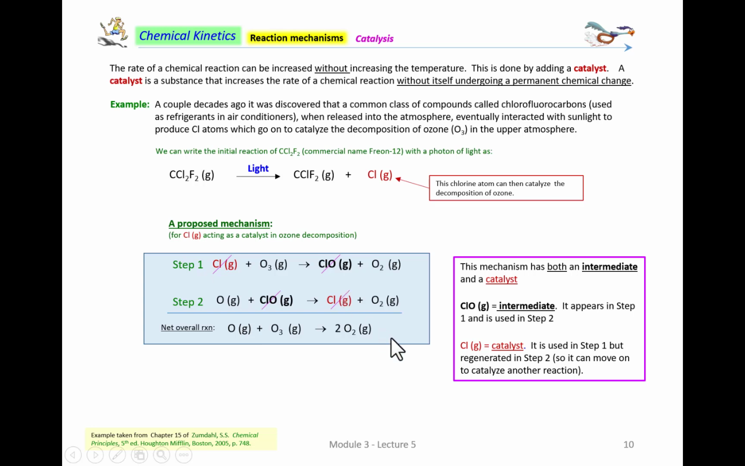Now chlorine here is an example of a homogeneous catalyst. And a homogeneous catalyst is one that's in the same phase as the reactants. In this case, the catalyst is in the same phase, the gas phase, as the reactants, oxygen and ozone.